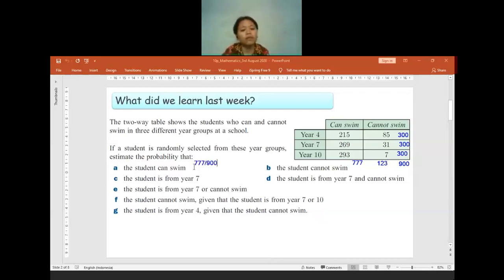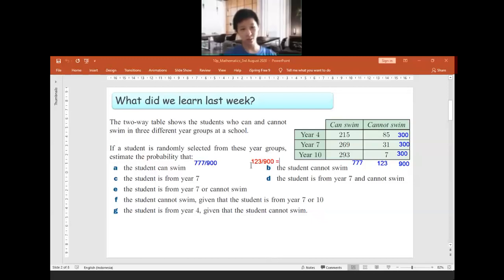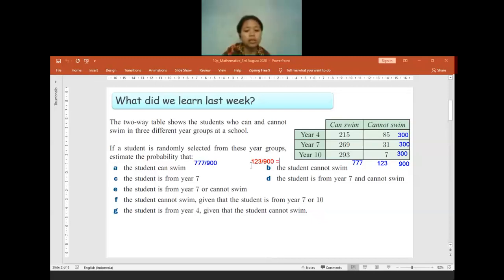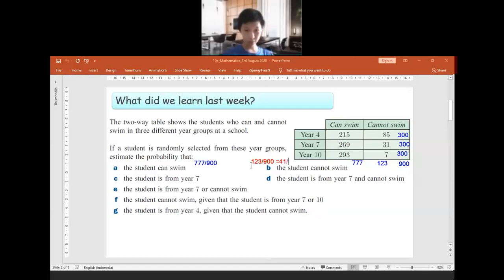Okay. For question B, the student that cannot swim. What is the probability of the student that cannot swim? 123 out of 900. Can we simplify this? Yes. It becomes 41 per how many? 300. Okay, thank you.